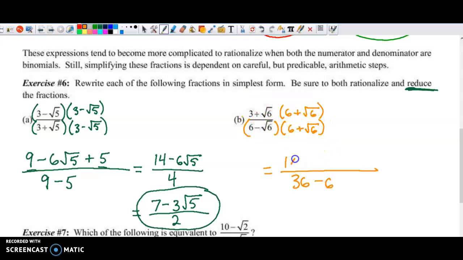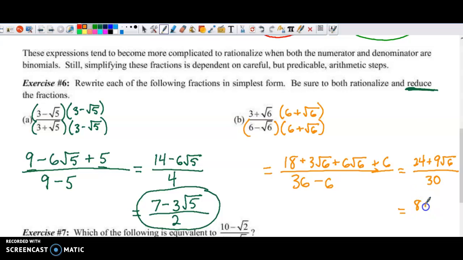In the numerator, we get 18 plus outside is 3 root 6. Inside is 6 root 6. And then root 6 times root 6 is just regular 6. So as I simplify that numerator, I'm getting 24 plus 9 root 6 all over 30. And all 3 of those whole numbers, not the radical. I know the radical is also divisible by 3, but all 3 of those whole numbers are divisible by 3.